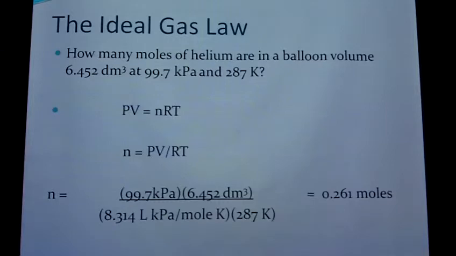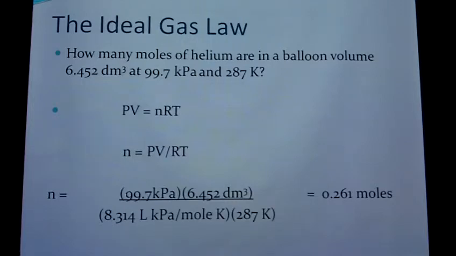Let's take a look at a problem. It says, how many moles of helium are in a balloon volume of 6.45 cubic decimeters at 99.7 kilopascals and 287 degrees Kelvin? We'll use PV equals nRT. Now we're going to solve for n by pulling the R and the T underneath the PV, dividing both sides by RT, in other words, and we get n is equal to PV divided by RT.